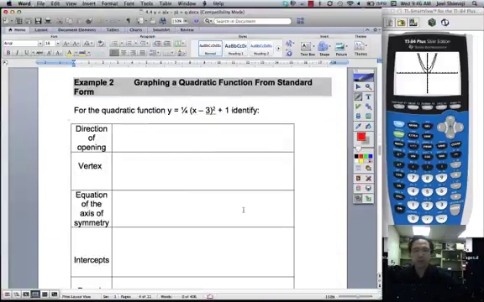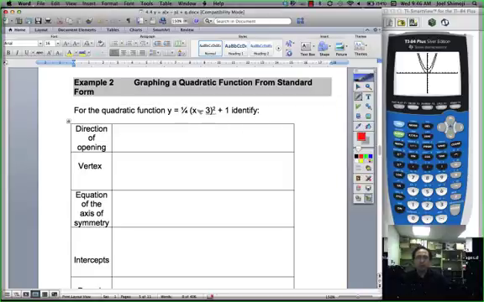Okay, so we're going to go on to the next one. Example 2, quadratic function in standard form. What information can you grab from this? Okay, so the first thing we're going to do here is take a look at our a value. And in our a value here, we see that it's positive. There's +1/4, so we know that it's going to be opening upwards. The vertex we pull from here, so it's going to be at 3, 1. So we put that inside brackets. Equation of the axis of symmetry, that's simple. It's a vertical line, so you always set it through the x value of the vertex.